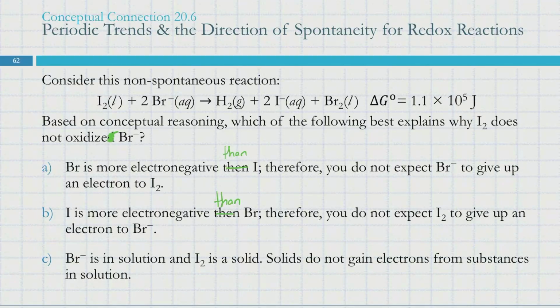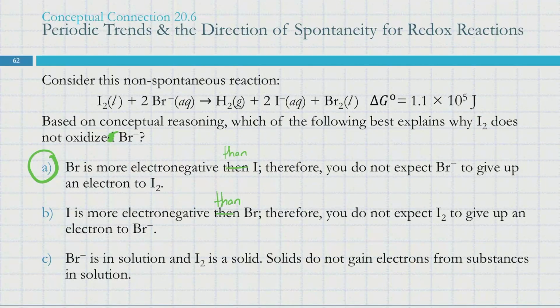Iodine is more electronegative than bromine? Is it? It's not, I don't think. Bromine is more electronegative than iodine. It's closer to fluorine. That's one way that you could tell.